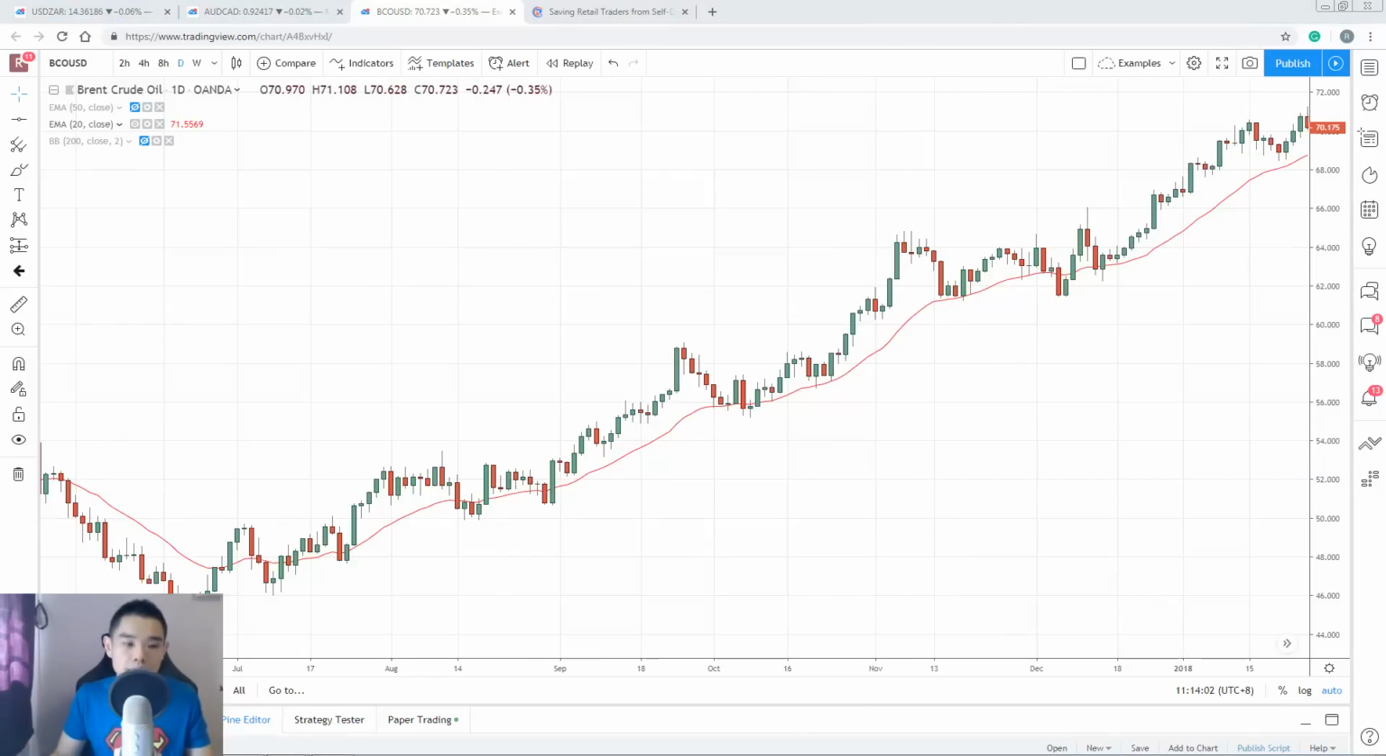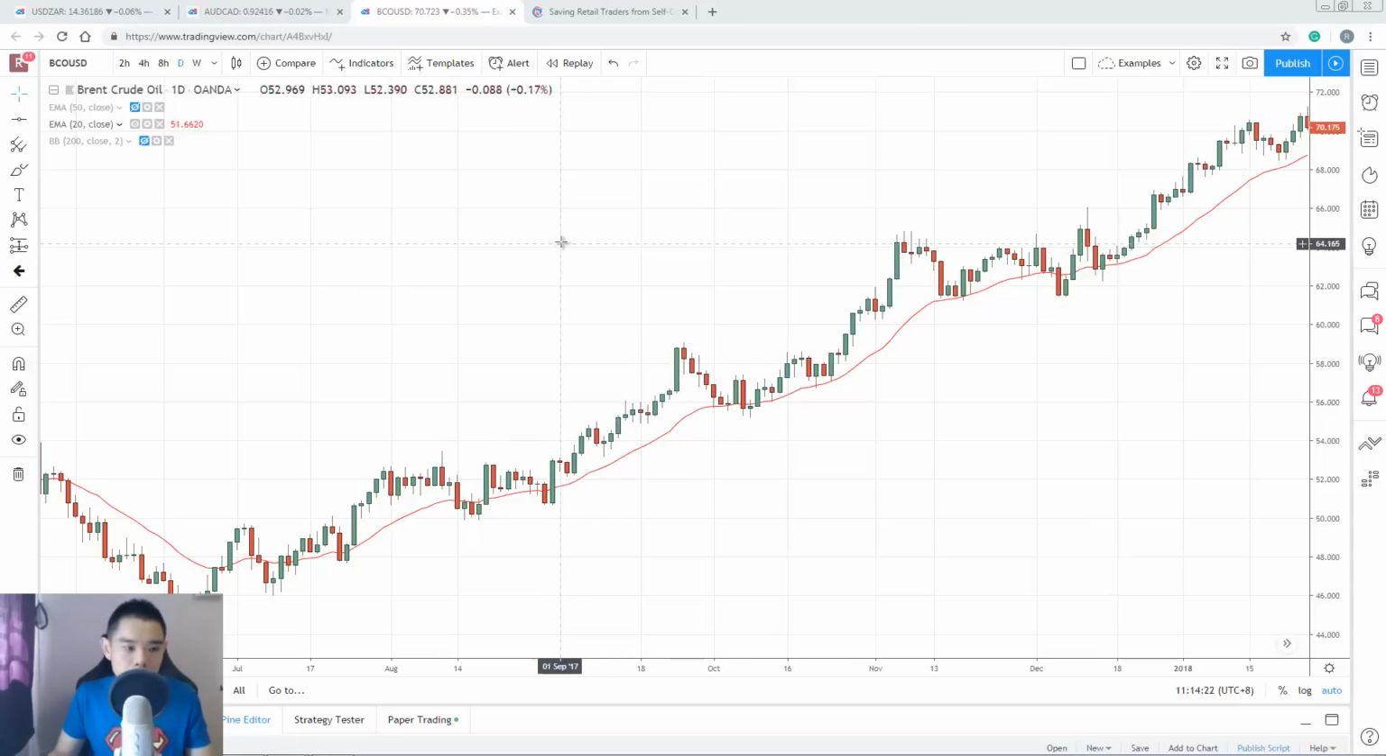And notice that over here, again, it tested once. Second time, I might not consider this a second time because I usually prefer the price to take out the high over here, take out this high, which is this portion here, taking out the prior highs, and then retest a second time. And then I call this a second test. So this to me is the first test, the second test.